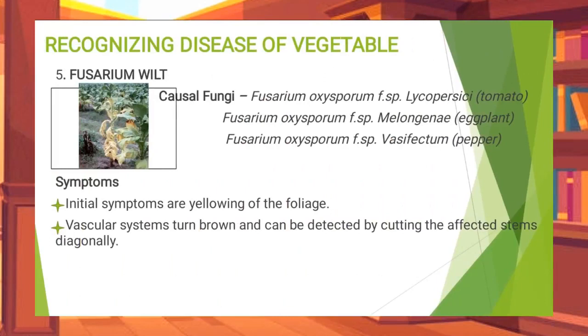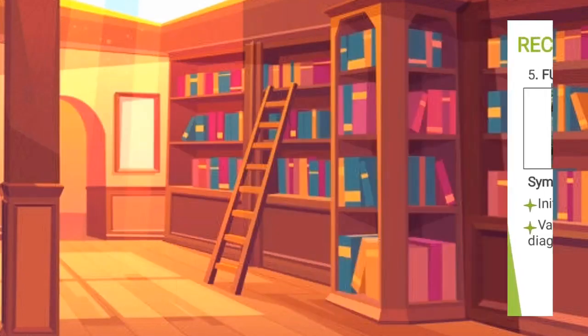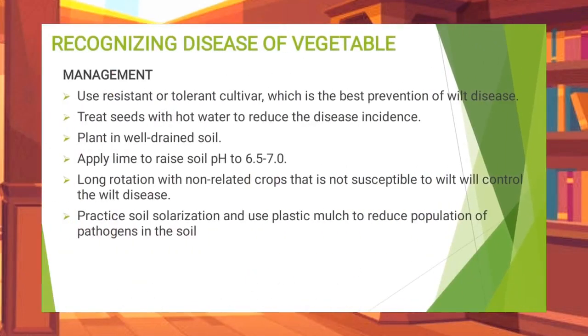So number 5, Fusarium wilt. Causal fungi niya. Symptoms: initial symptoms are yellowing of the foliage. Vascular symptoms turn brown and can be detected by cutting affected stems diagonally. Unsa siya pag-manage? Use resistant or tolerant cultivar which is the best prevention of wilt disease, or treat seeds with hot water to reduce the disease incidence. Follow na din siya nga, plant in well-drained soil.